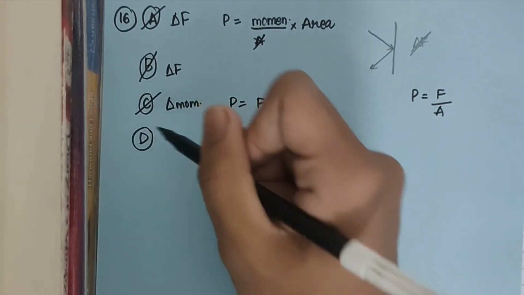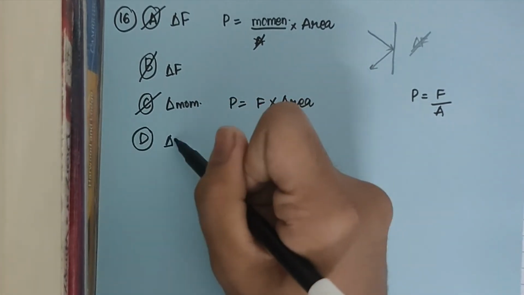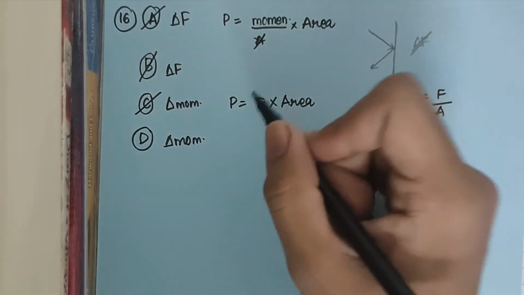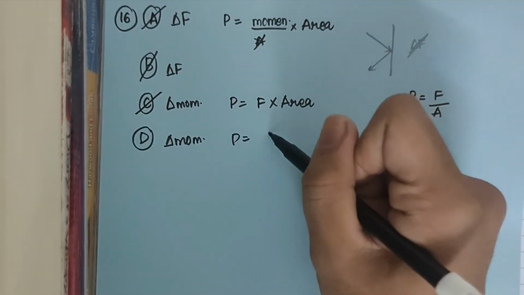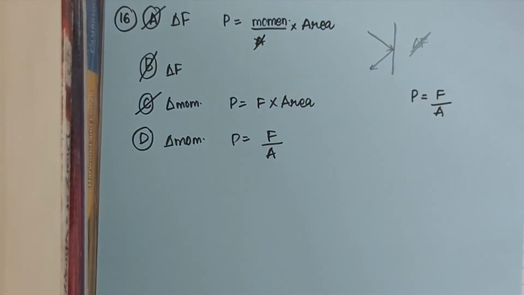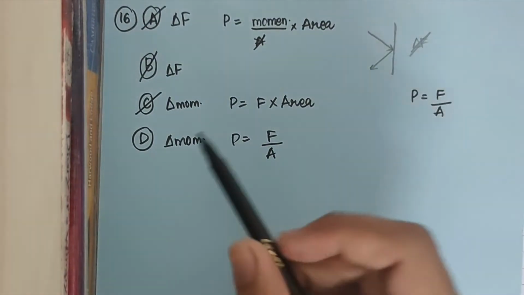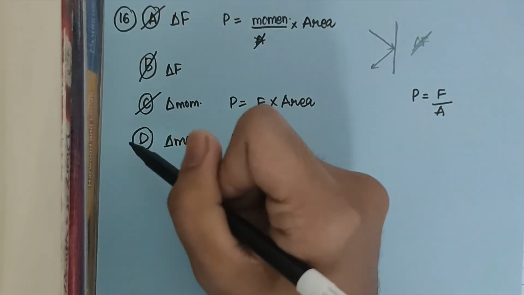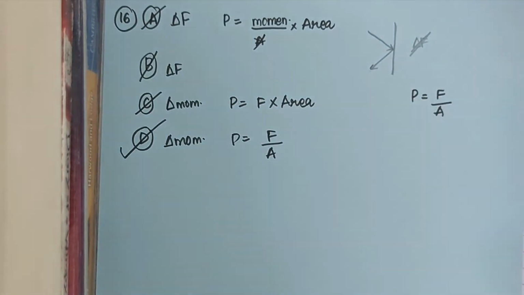The correct option should be D. Let's check it. It says delta momentum which exerts a pressure equal to F by A. This represents both of the things we were talking about. There's a change in momentum because they change direction, and P equals F by A. So option D is right.